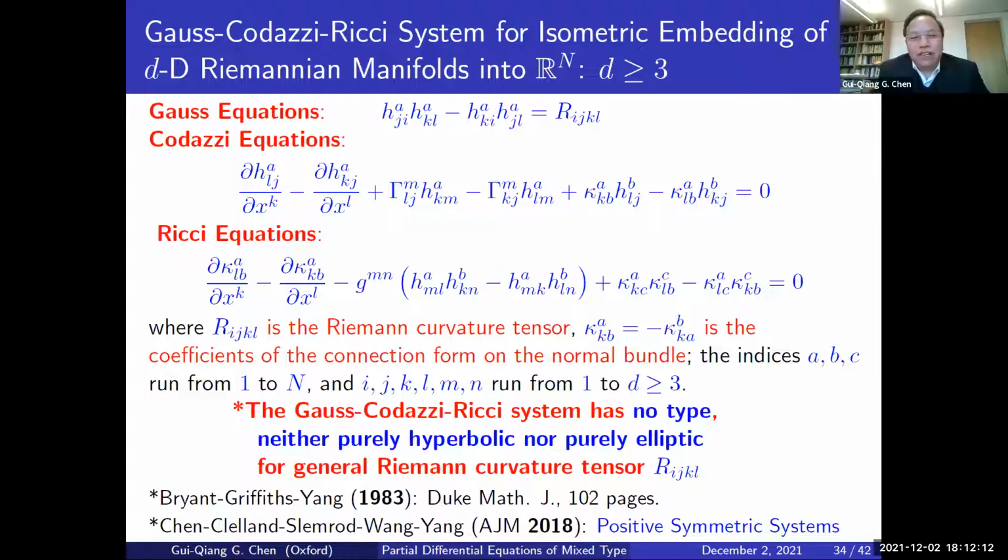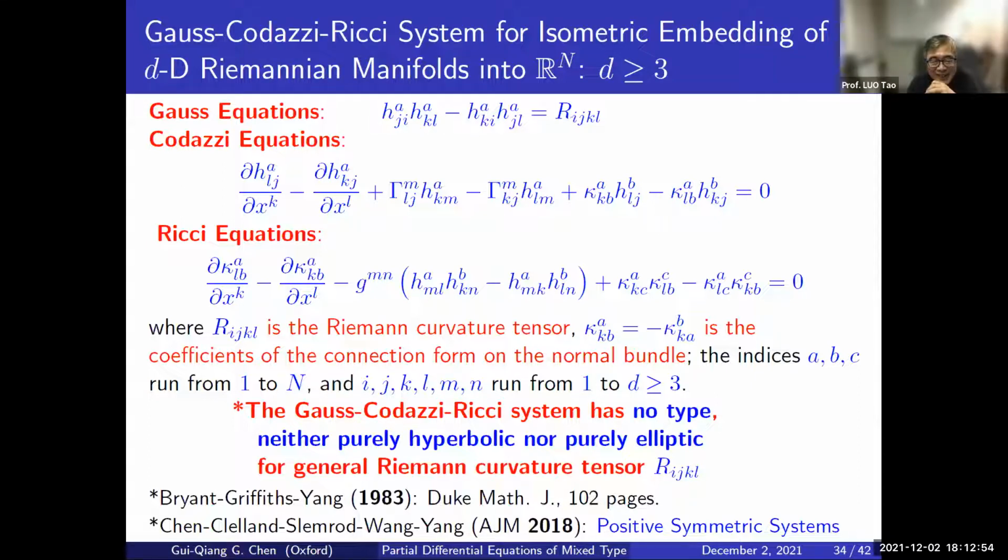Yes, that's right. Before, they identified hyperbolic and elliptic parts in some region. Bryant, Griffiths, and Yang tried to identify some state where the system is hyperbolic. Their proof was very complicated, using algebraic geometry and variety calculations, eventually around 100 pages. We found the system has a positive symmetric structure, so it is much simpler from the PDE approach. Then we prove the local smooth isometric embedding in high dimension.